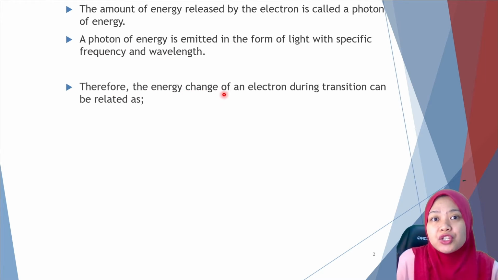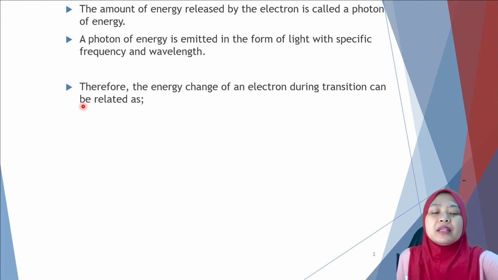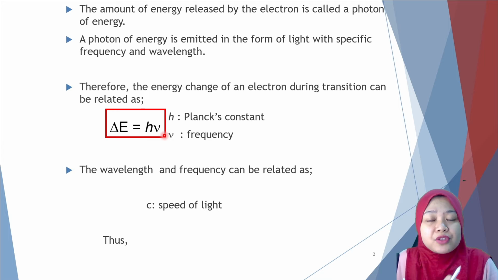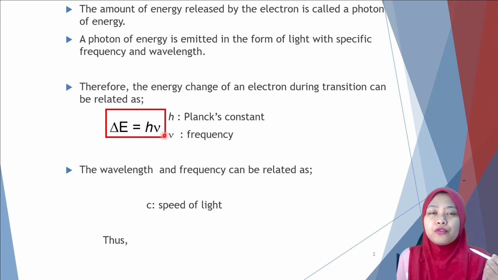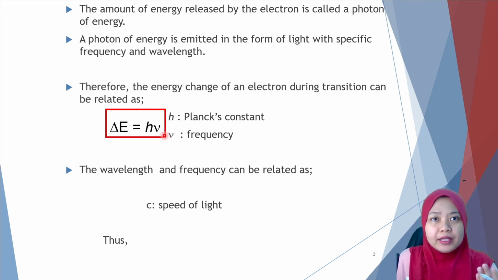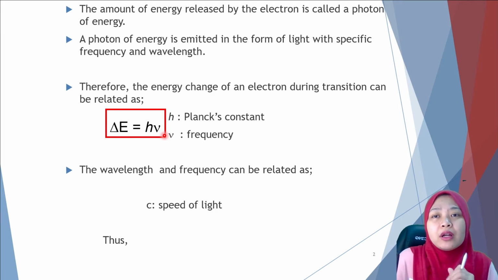Therefore, the energy change of an electron during transition can be related as delta E equal to Planck constant times frequency. Okay, you learned in the first video that when the electron moves between different energy levels, you can calculate the energy difference. You also learned that when the electron moves from higher to lower energy level, the electron will release a light that we call a photon. This light has specific frequency and wavelength. So this formula shows the relationship between the delta E and also frequency. If you calculate the delta E, then you can find the frequency of that light.